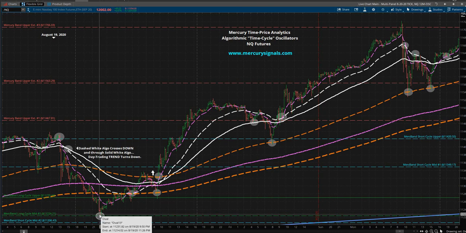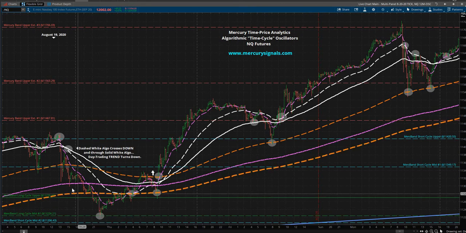Now, you don't try and catch a falling knife, as the adage goes. You need confirmation before you hop back in, because it came down into this Mercury band, bounced, and then splat. So this is where the slope of the algorithms comes in. Now, if you're a super aggressive trader, you could have got involved down here. That would have been pretty risky.